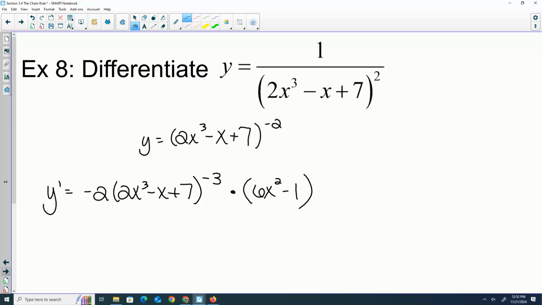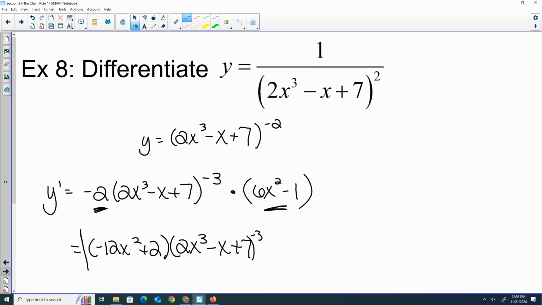If we multiplied, what things would we multiply together? The negative 2 and the 6x. So you could write it as -12x squared plus 2 times 2x cubed minus x plus 7. But if you do that, make sure the -12x squared plus 2 is in parentheses because it's the whole thing being multiplied.